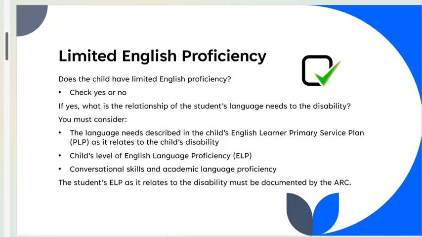So if the student does indeed need special education services and they are limited English proficient, you need to describe the child's English, what you have in place already as the child's English learning plan. What is the child's level of English language proficiency, and what kind of skills does the child have in English? And then that will need to be documented by the ARC.